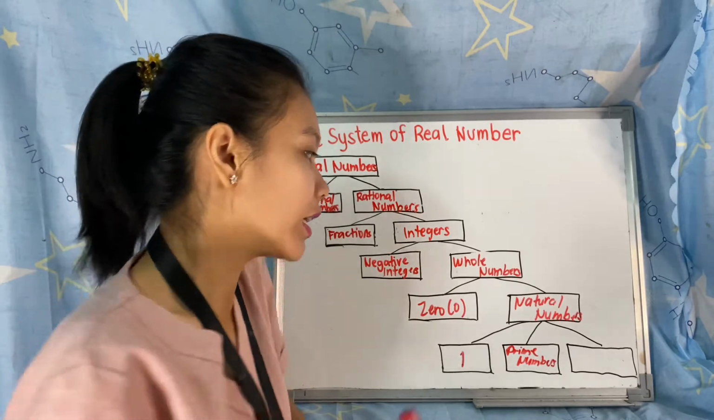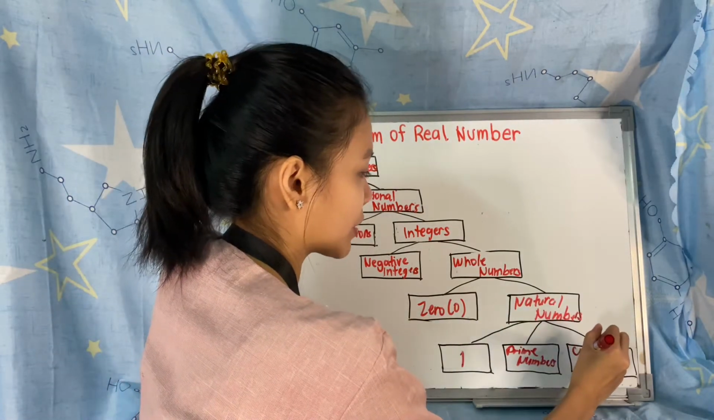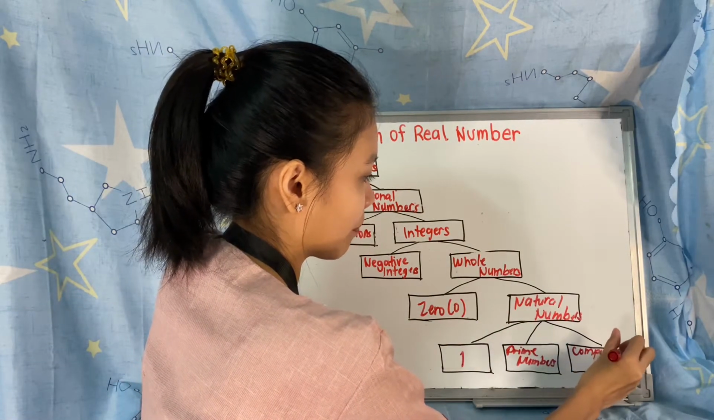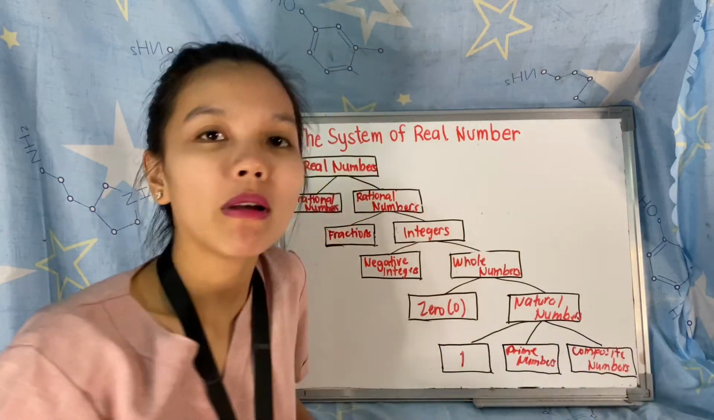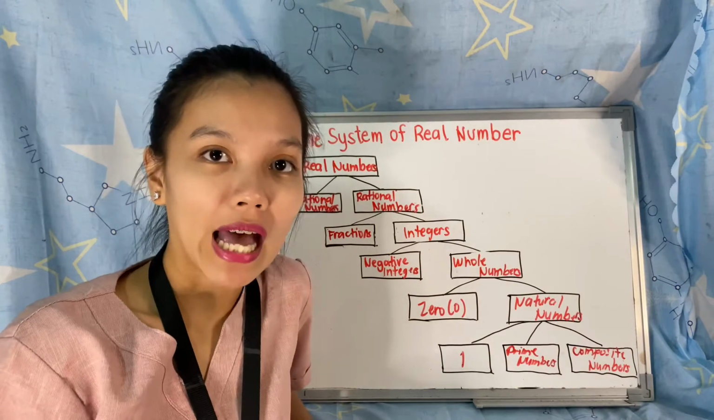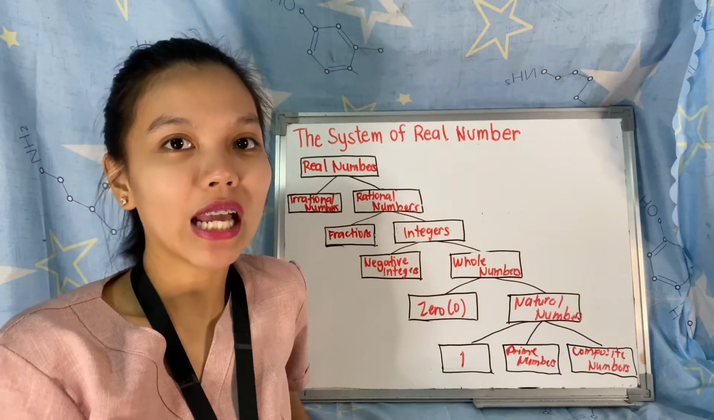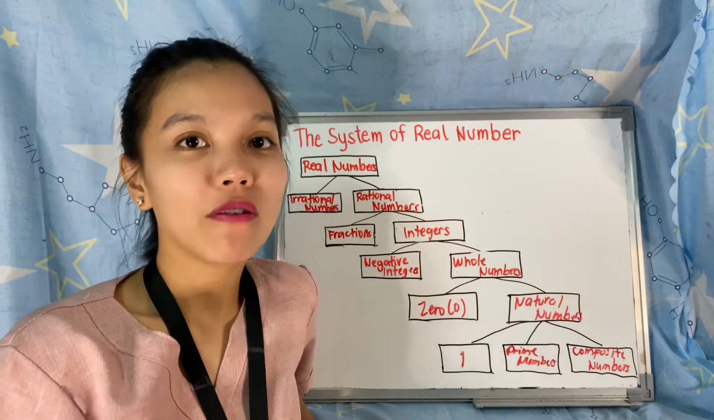And for the last one, we have the composite numbers or the composite. So, sa composite numbers naman, ito yung may mga factors na more than 2. Maliban sa sarili at sa 1, meron pa silang ibang factors.